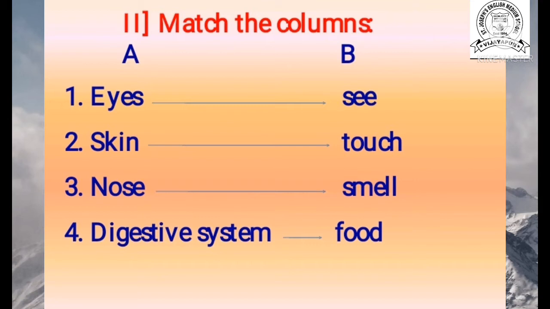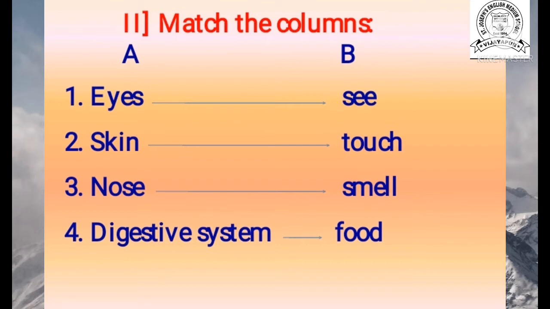Now the third one is the nose. Nose is also one sense organ. And how is the nose helpful to us? I'll say one example: when your mother prepares gulab jamun, without seeing the gulab jamun, you can guess, no? How can you guess? By using your nose. You can guess by the smell of the gulab jamun. So the nose matches with smell.